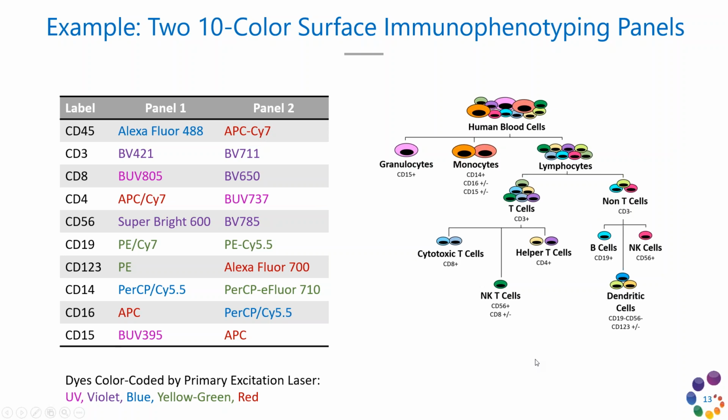Then over here on the right, we've got a little hierarchy, just giving you a high-level view of the different markers that are present in this panel. So it's a surface immunophenotyping panel, and we ran it in human whole blood. We can look at granulocytes, monocytes, lymphocytes, and several different subsets off the lymphocytes in the T cells and in the non-T cells.